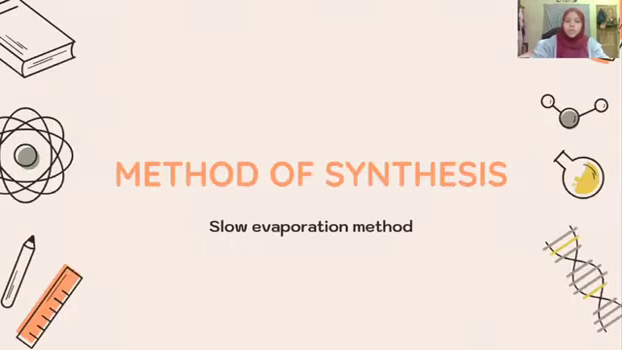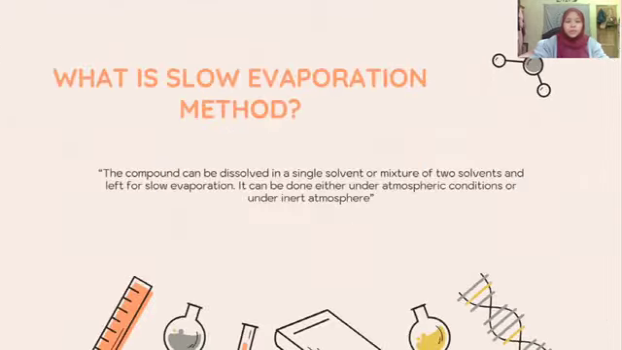So the first one will be the method of synthesis. For this metal complex, the slow evaporation method is used. So what is the slow evaporation method? This method is where the compound is dissolved in a single solvent or a mixture of two solvents and left for slow evaporation. It can also be done either under atmospheric condition or under inert atmosphere.